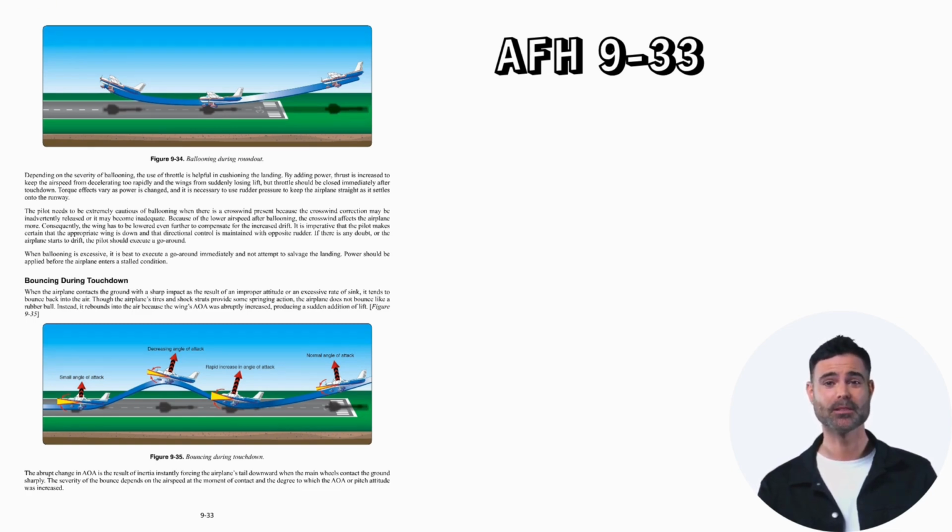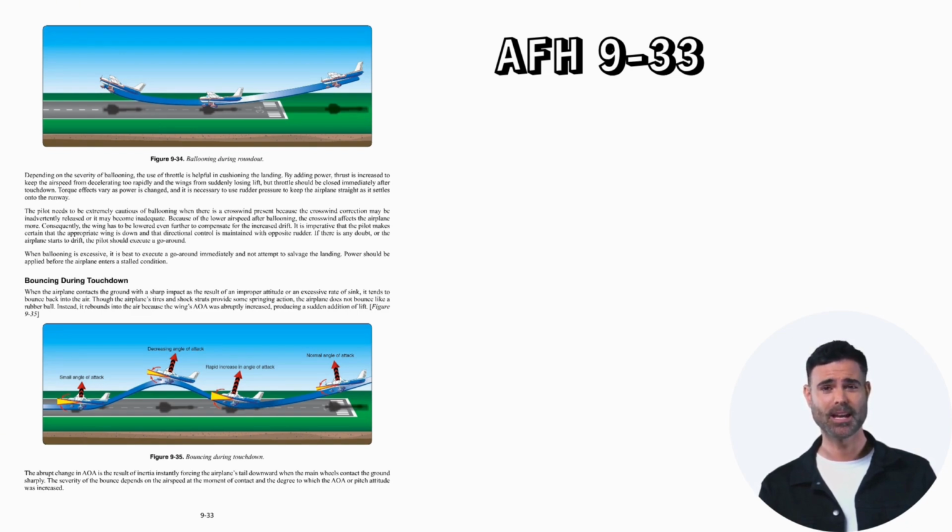When ballooning is excessive, it is best to execute a go-around immediately and not attempt to salvage the landing. Power should be applied before the airplane enters a stalled condition. Bouncing during touchdown. When the airplane contacts the ground with a sharp impact as the result of an improper attitude or an excessive rate of sink, it tends to bounce back into the air. Though the airplane's tires and shock struts provide some springing action, the airplane does not bounce like a rubber ball. Instead, it rebounds into the air because the wing's AOA was abruptly increased, producing a sudden addition of lift.